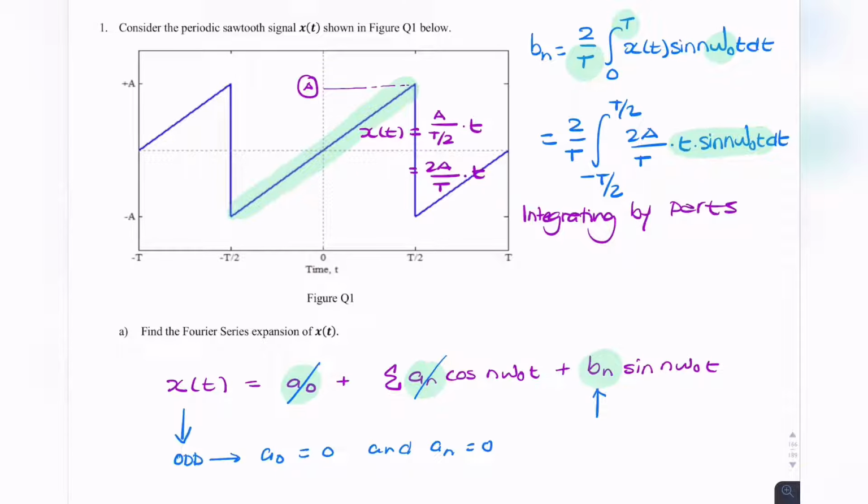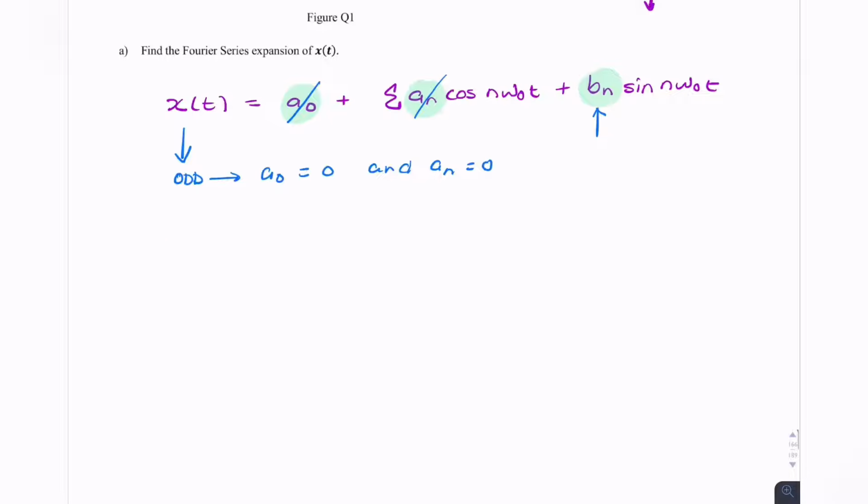If you do that, you'll get the following result. Let me put that down here. bn will give you 4a minus cosine n pi over 2 pi n.